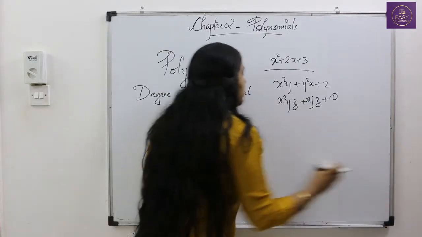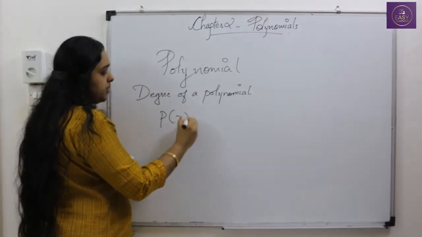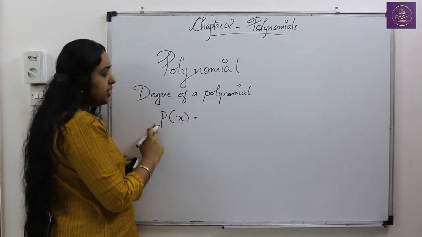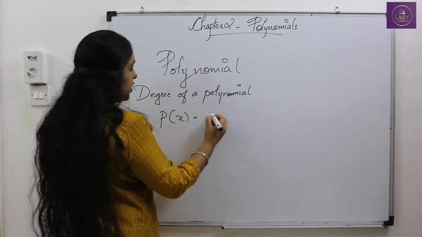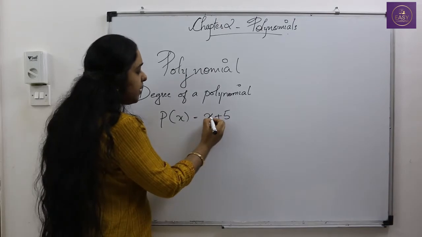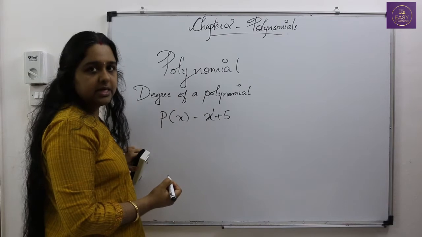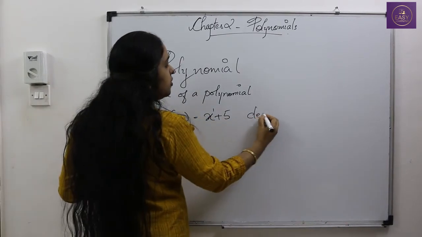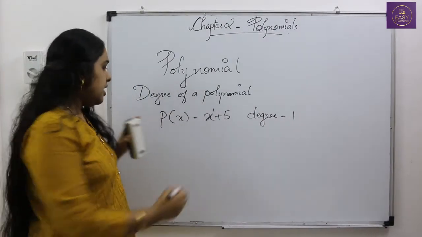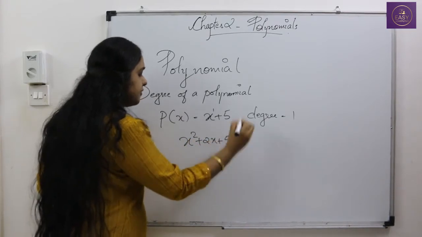For example, let a polynomial p of x. P of x means a polynomial with variable x. Okay, x plus 5 is a polynomial. What is the power of x in this polynomial? It is 1, isn't it? So the degree of this polynomial is 1. Another example, x square plus 2x plus 5.